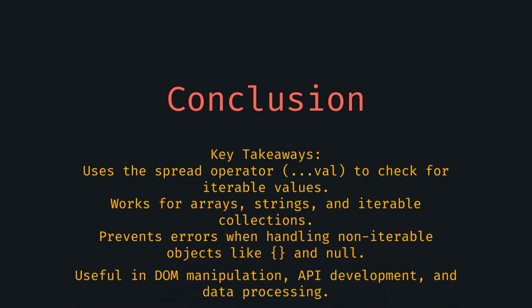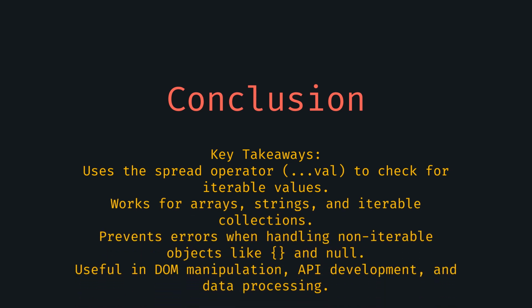This wraps up our lesson. We've learned how to identify array-like values using the spread operator. This technique is essential for handling iterables safely and preventing unexpected errors in JavaScript programs. Try using it in your projects.